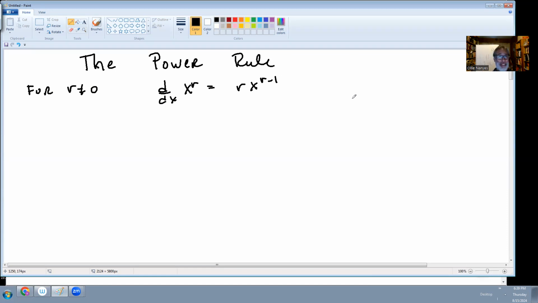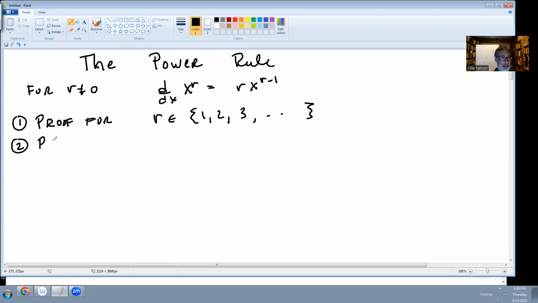The proof will be done in several stages. The first part of the proof is that we'll prove it for positive integers. It's the most common version. The second part is that we'll do the proof for negative integers, and this will require the reciprocal rule.